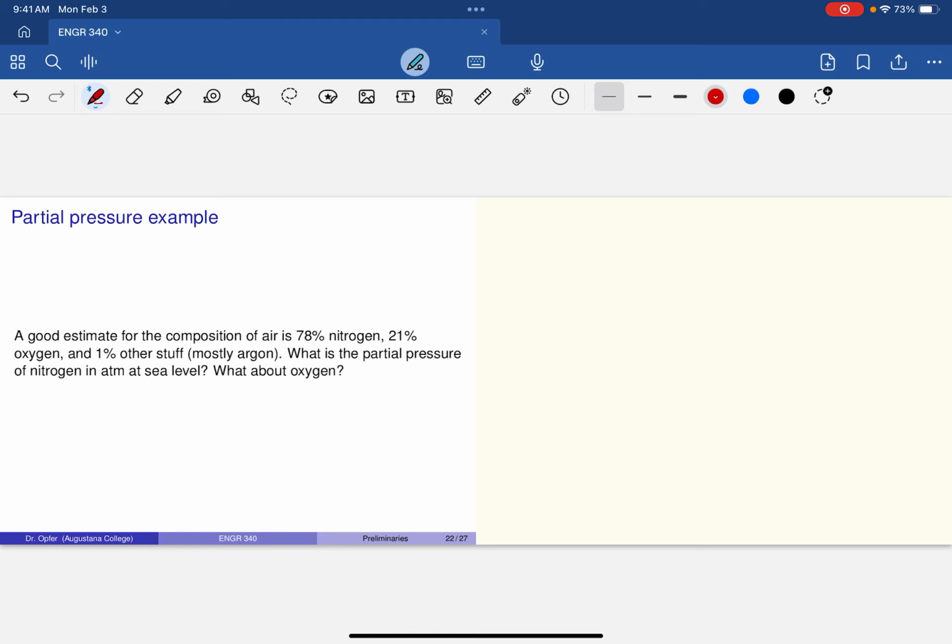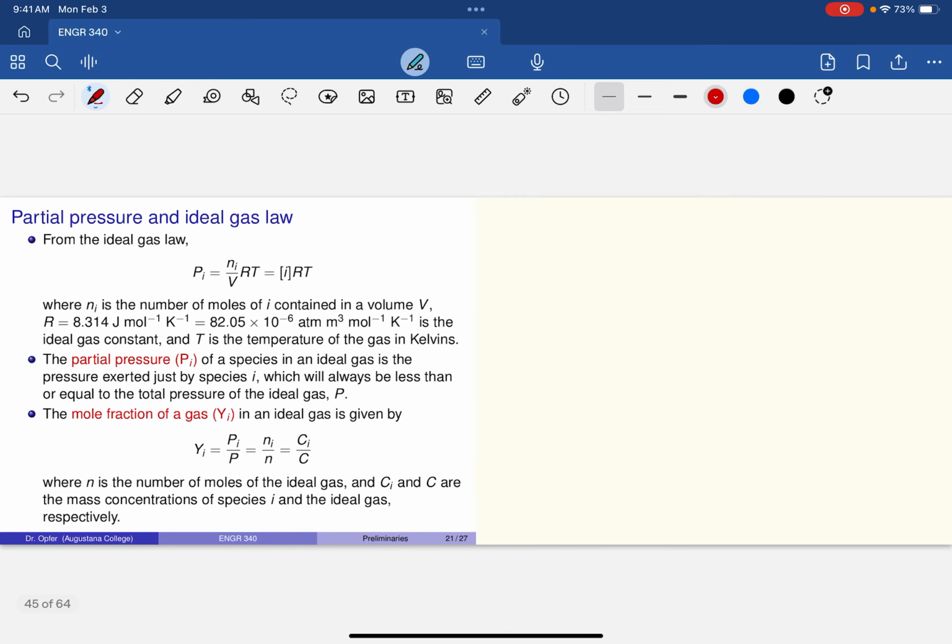What is the partial pressure of nitrogen in atmospheres at sea level, and what about oxygen? Okay, so we have two different methods of computing partial pressures. We could either use this relationship, the ideal gas law, or we could use some sort of relationship down here, looking at mole fractions and partial pressures.